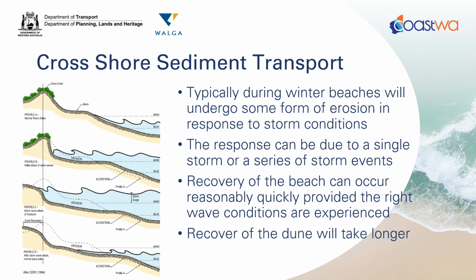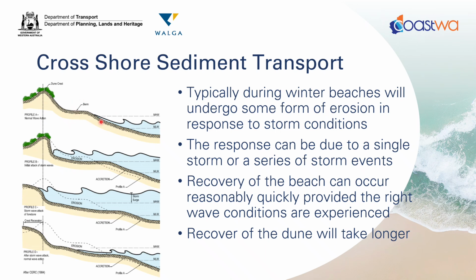So we move on now to cross-shore transport. It's typical that during winter beaches will undergo some form of erosion in response to storm conditions. It can be due to a single storm event or a series of different storm events. The beach can recover following these storm events, but it needs the right wave conditions to do that, and that's what we're going to talk through in future slides. The key thing, though, is that the recovery of the dune, if a dune's eroded, can take a whole lot longer, and again we'll discuss that in the future.